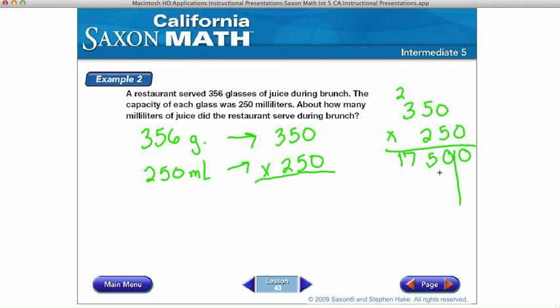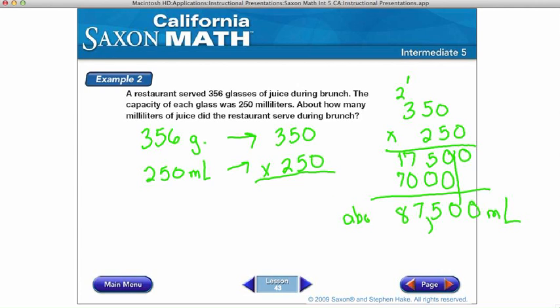Okay, now I'm going to multiply by the 2 in what I consider the tens place. So I put a 0 as a placeholder, and now I multiply 2 times 0 is 0, 2 times 5 is 10, carry the 1, 2 times 3 is 6, plus that 1 is 7. Now I can add. Now I bring that 0, 0, 5, 7, 8, comma. So about how many milliliters of juice? About 87,500 milliliters.